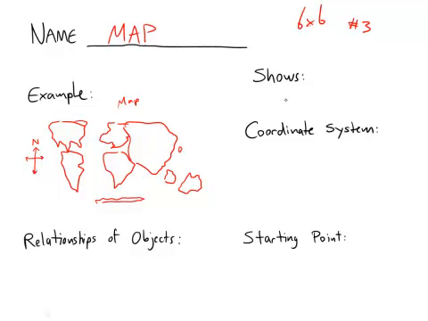In fact, it's interesting, isn't it? Because a map shows where. That's all it does. All it does is show where. And its coordinate system is obvious, isn't it? Because we already drew in the coordinate system.